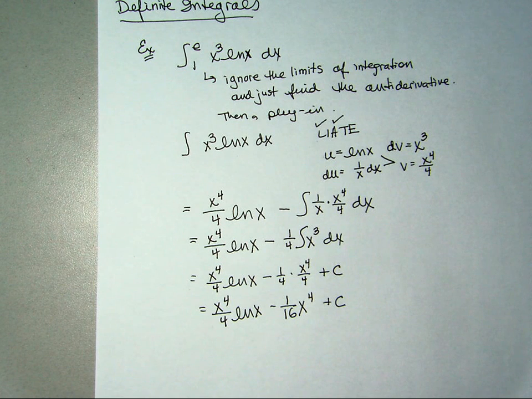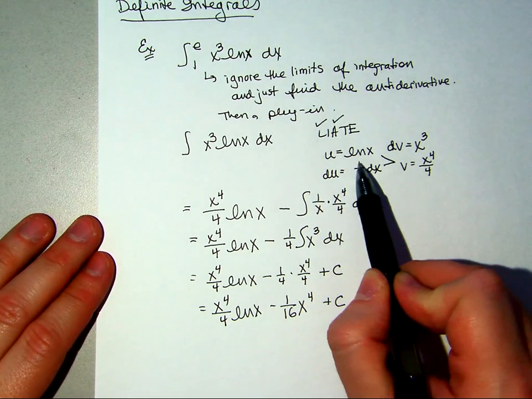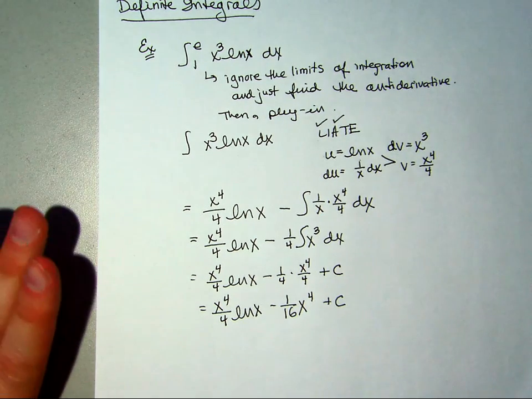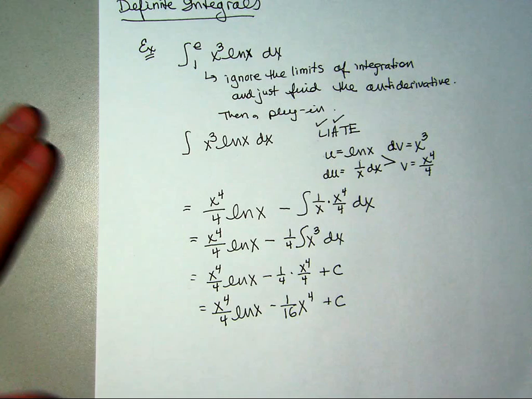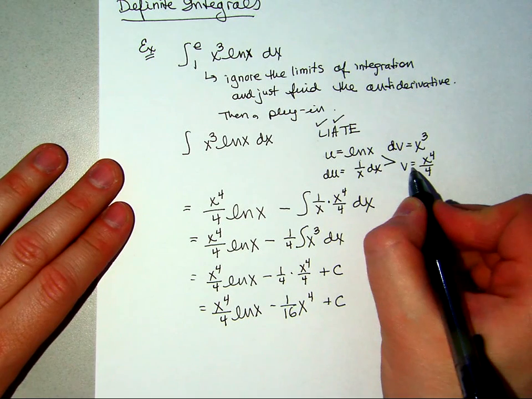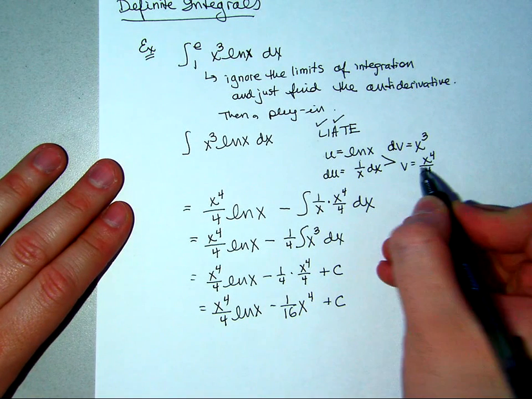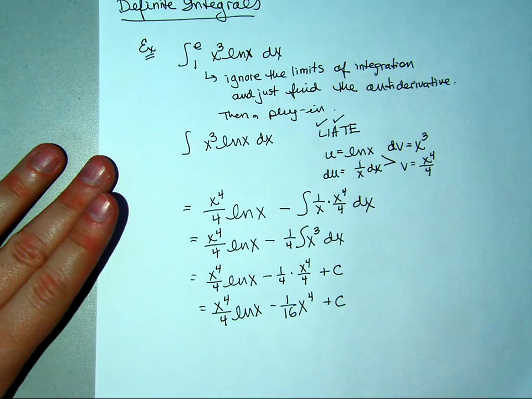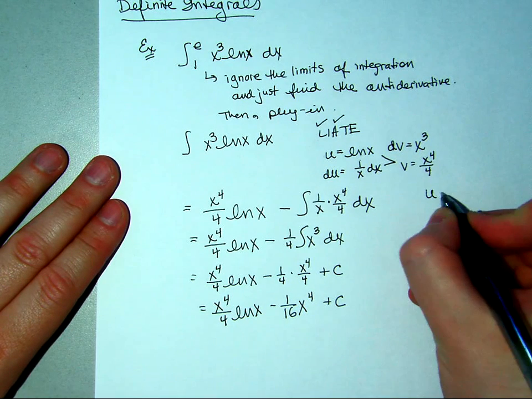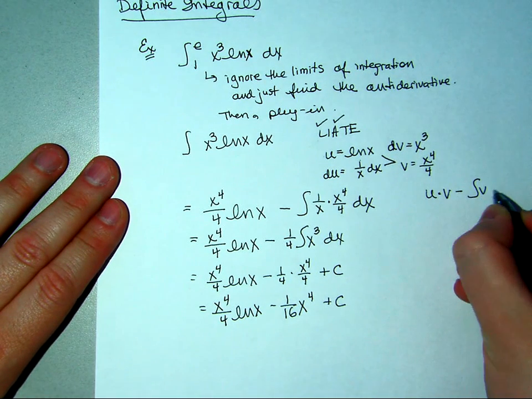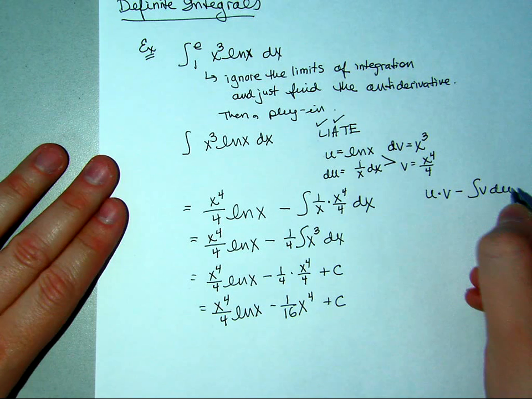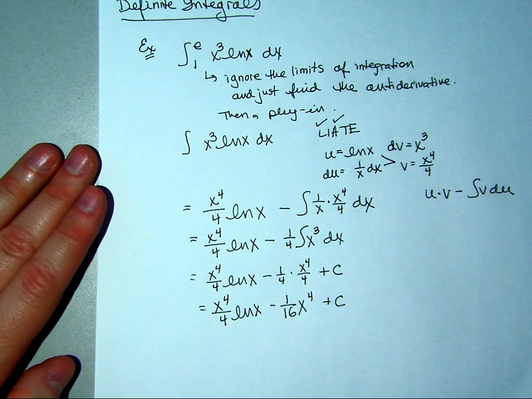Okay, first of all, are you okay with how I chose my u? Okay, so now my formula says, let's do u times v. The formula is u times v minus the integral of v du. That's important. Does that make sense? Any other issues so far?